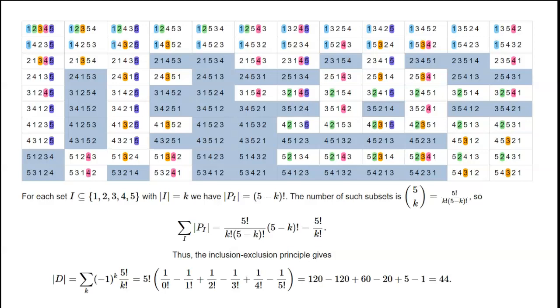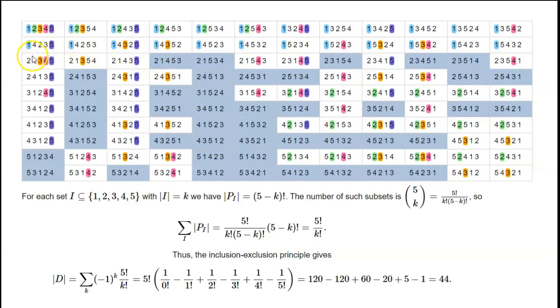Here we look at the derangement counting problem again, but now we're looking at derangements of 1, 2, 3, 4, 5. So the total number of permutations of 1, 2, 3, 4, 5 is 5 factorial, which is 120. And so this grid up here shows all 120 possible permutations of 1, 2, 3, 4, 5. And the annotation is the same as in the previous video.